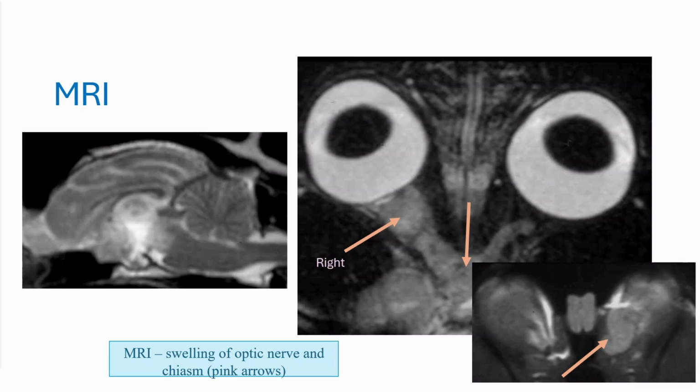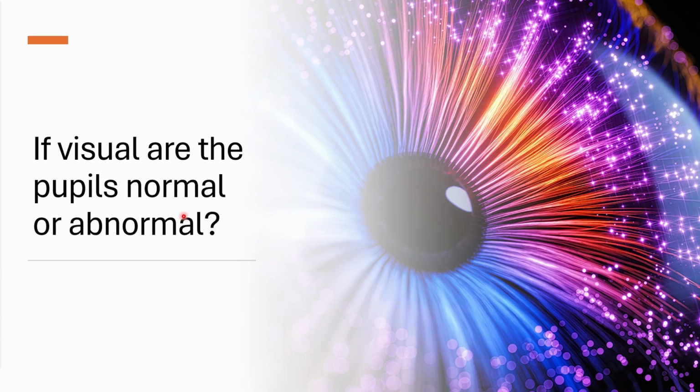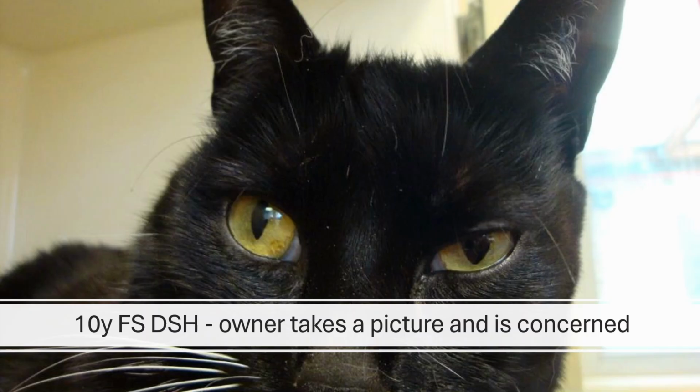within a few months. So our next question is, if the animal is visual, are the pupils normal or abnormal? So the pupils can be normal or abnormal even if the animal is visual. So here's our next example.